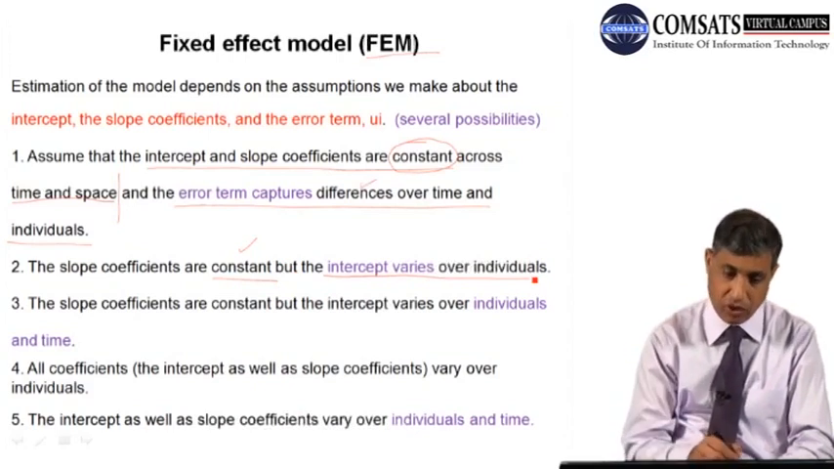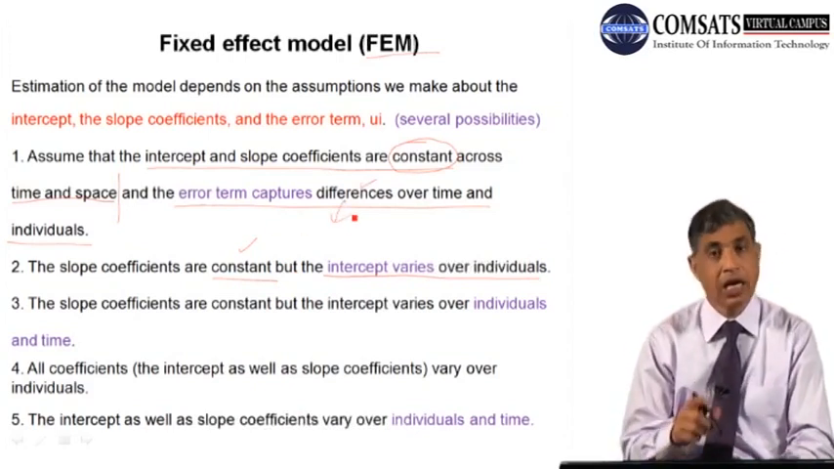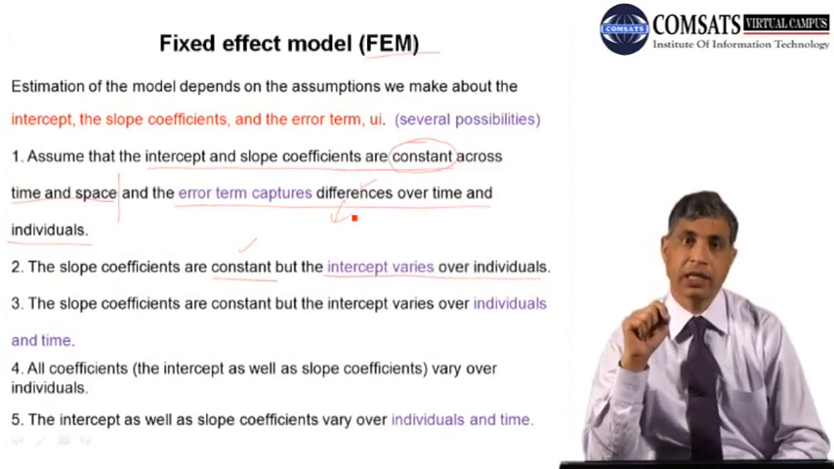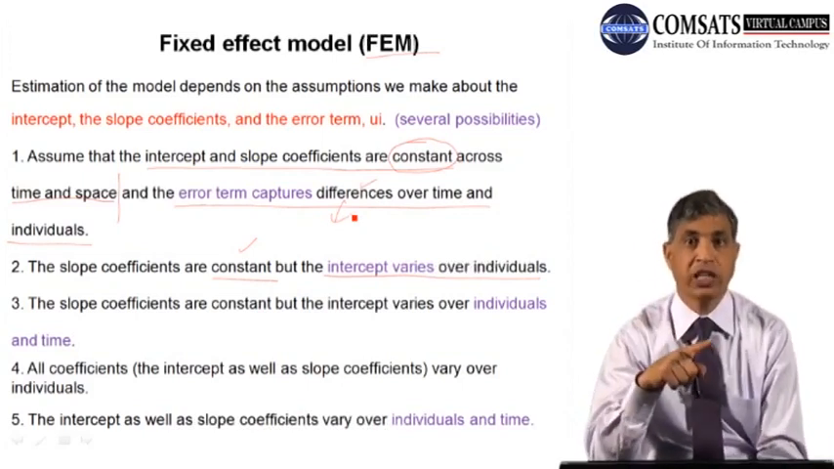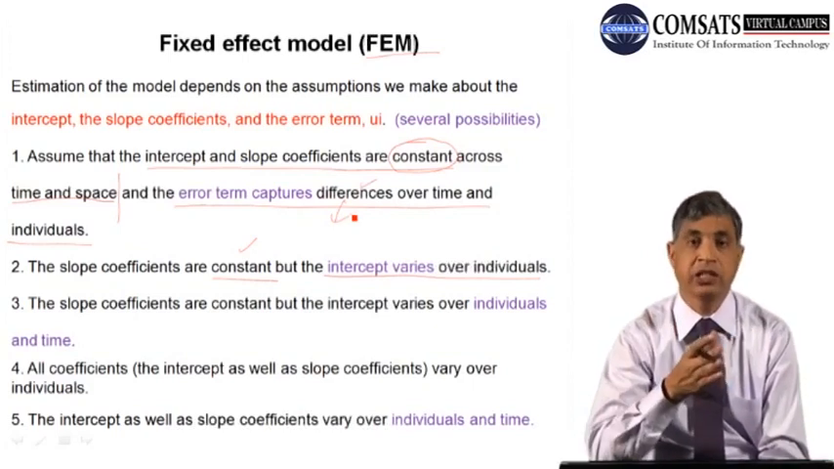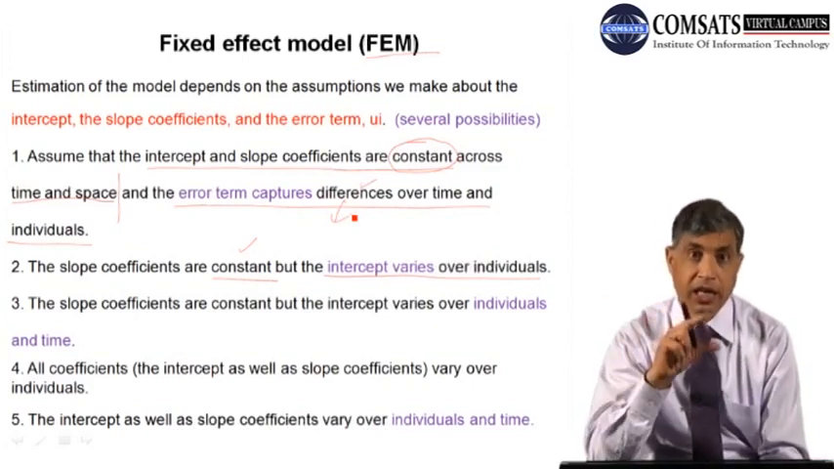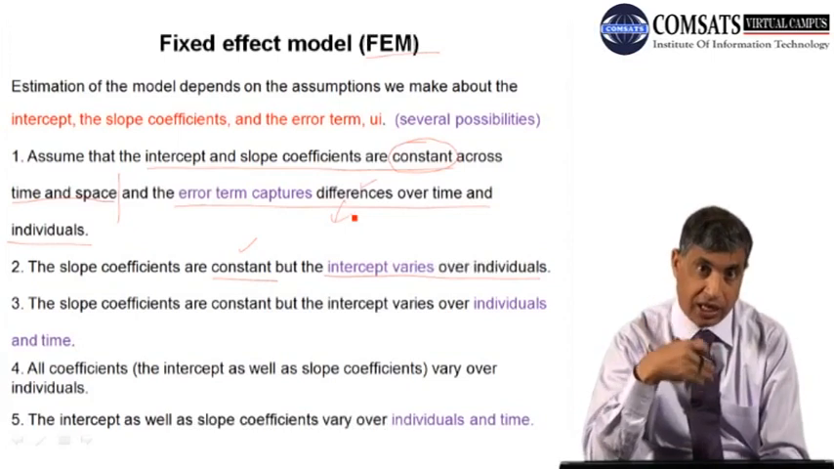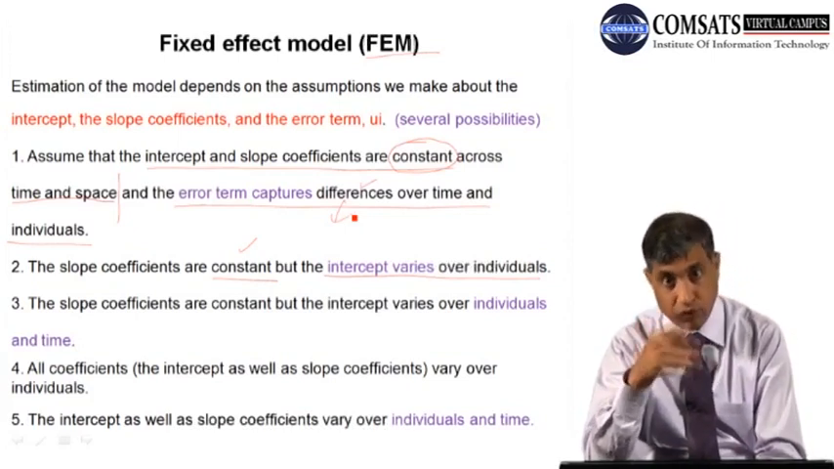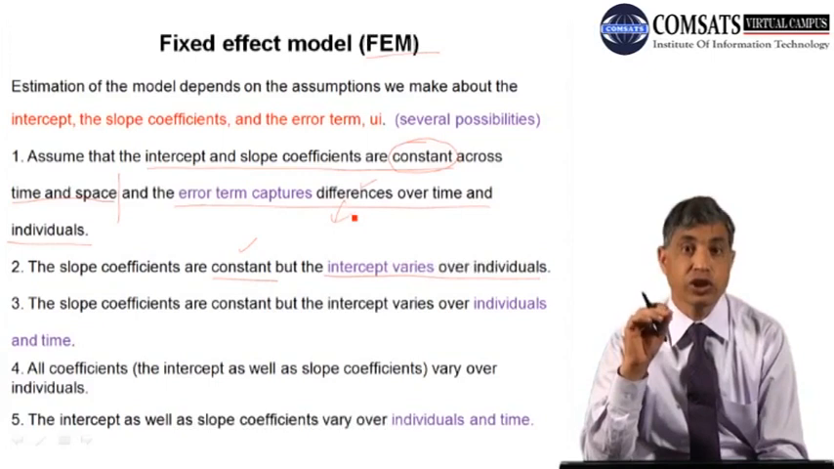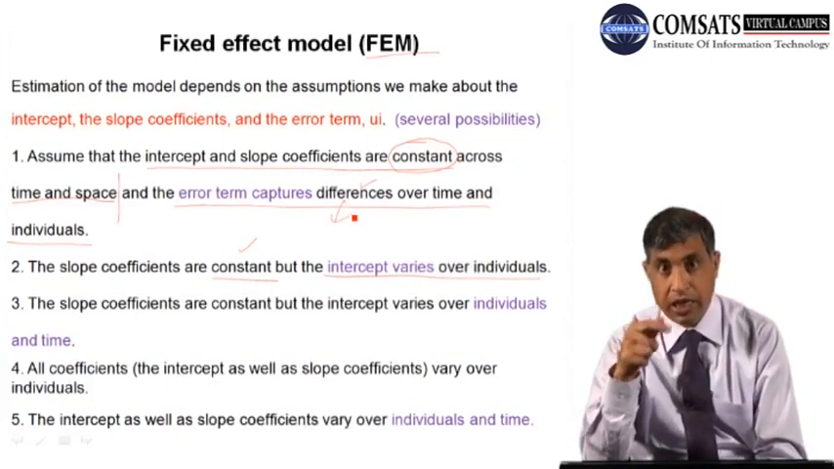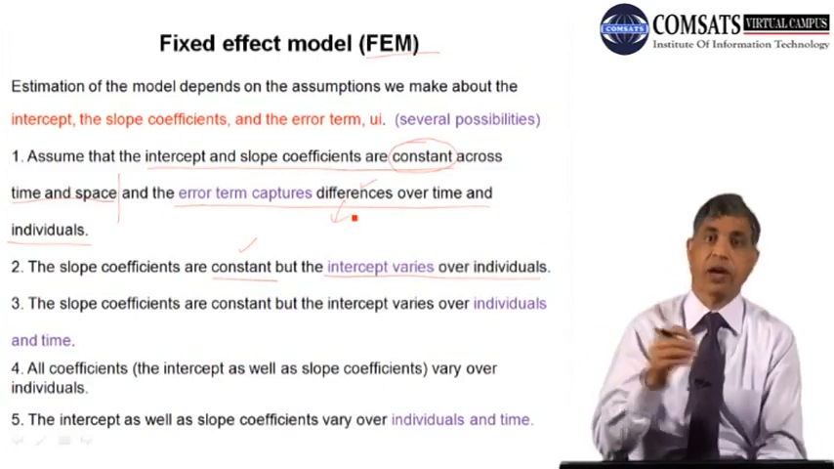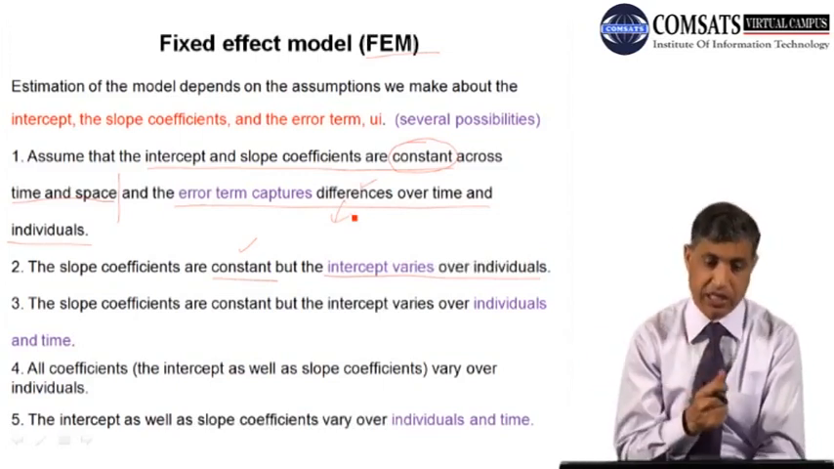I would like to again say that when we are assuming that neither intercept nor slope coefficient change across time and space, then who captures the difference over time and space? Then we say that the error term has the potential. It is our assumption that the error term is now performing this duty and it is capturing the difference.